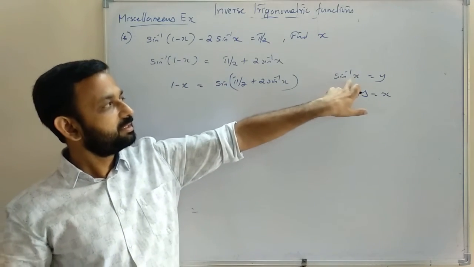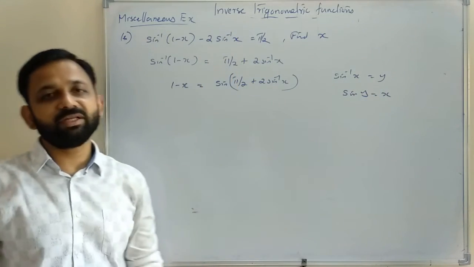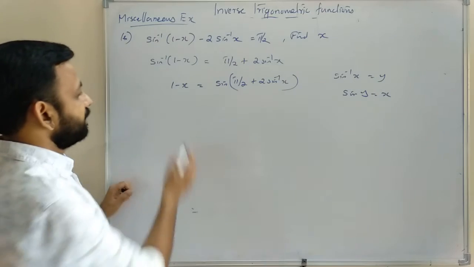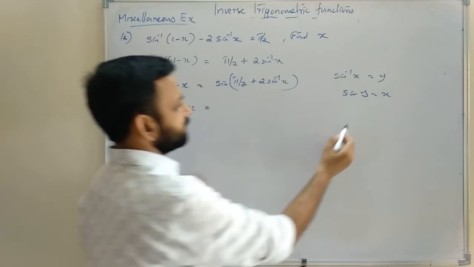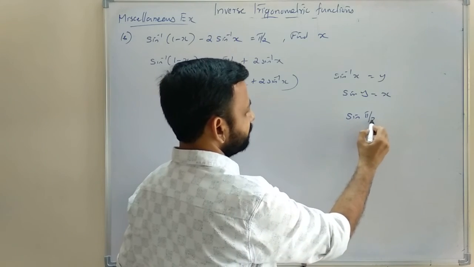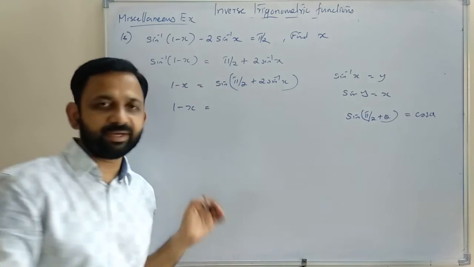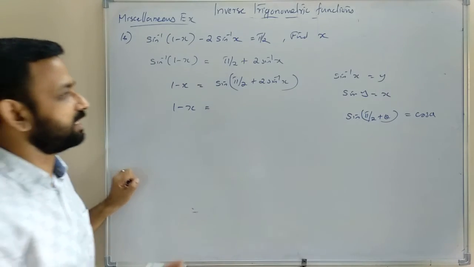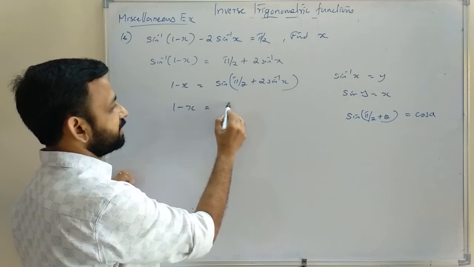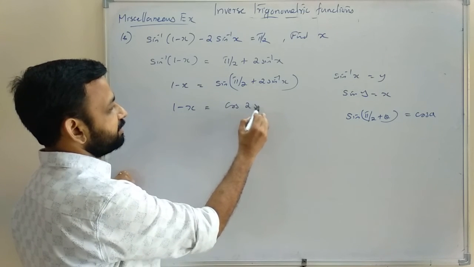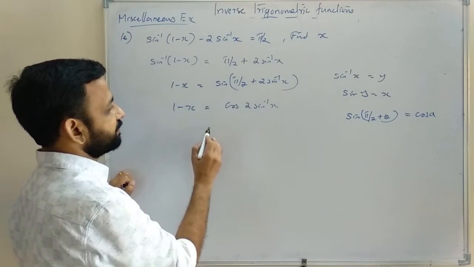Same way x is equal to sin y. So 1 minus x is equal to sin of (pi by 2 plus 2 sin inverse x). Sin of (pi by 2 plus theta) is equal to cos theta. We learned in 10th standard that sin of (90 minus theta) is cos theta. Therefore sin of (pi by 2 plus 2 sin inverse x) is cos of (2 sin inverse x).